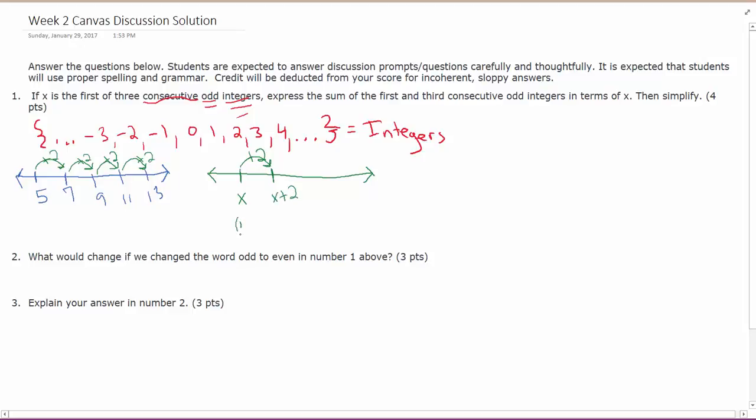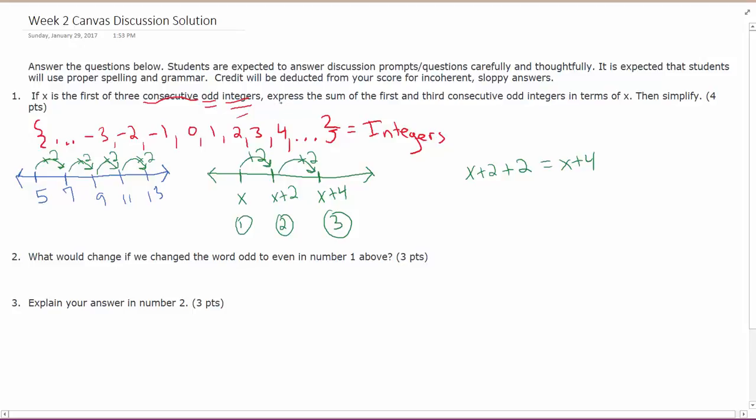So x is my first odd integer, and my second would be x plus 2. Then to find my third, I would need to add 2 to the previous one. So I take x plus 2 plus 2, which would be x plus 4. So I have x plus 4 for my third consecutive odd integer. We're establishing how we could calculate the first, second, and third odd integers given an x.